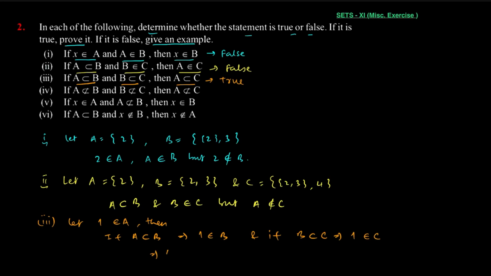This means that 1 belongs to A, as we have supposed, and we have got this result that implies 1 also belongs to C. So hence A is a subset of set C. So this statement is true that if A is a subset of set B and B is a subset of set C, then A is a subset of set C.